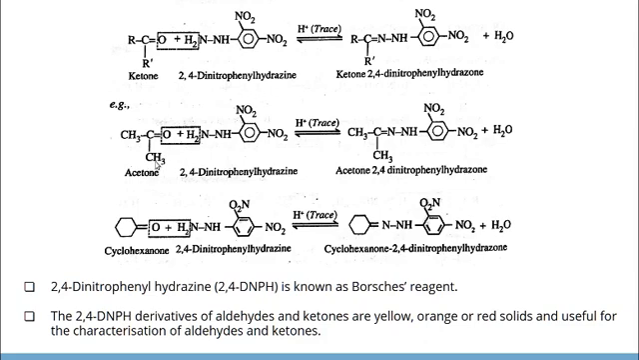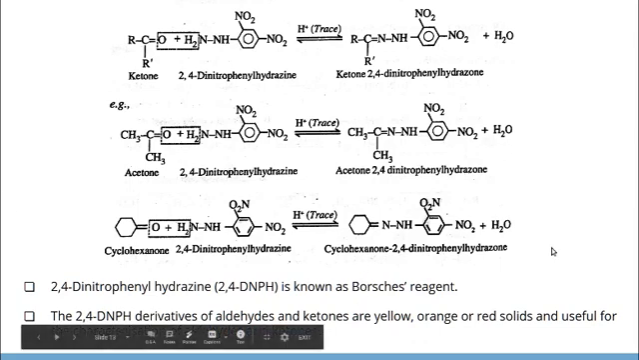Example, acetone, a simple ketone, on treating with DNPH, 2,4-dinitrophenylhydrazine, we will get acetone 2,4-dinitrophenylhydrazone. Same reaction, condensation occurs between these two molecules with the elimination of water and we will get the corresponding hydrazone. Another example, cyclohexanone on treating with DNPH, we will get the corresponding hydrazone.